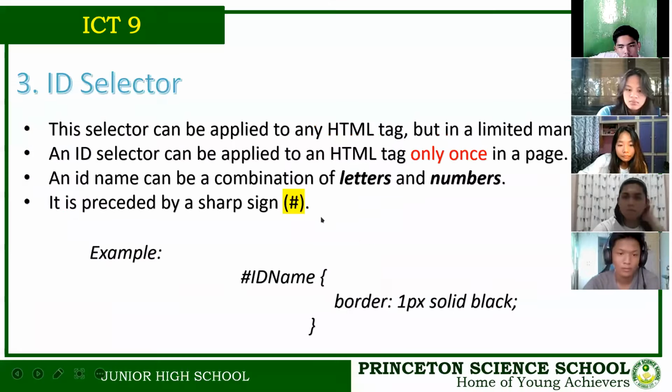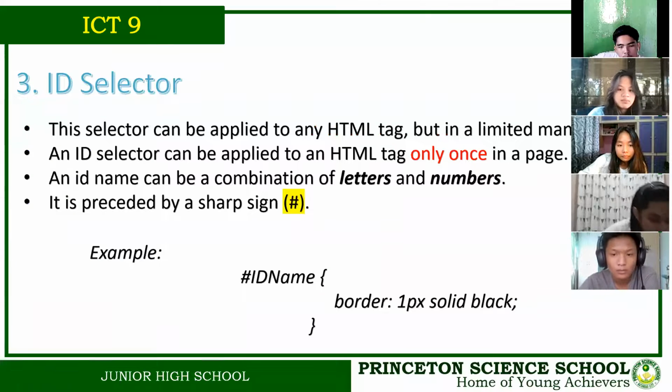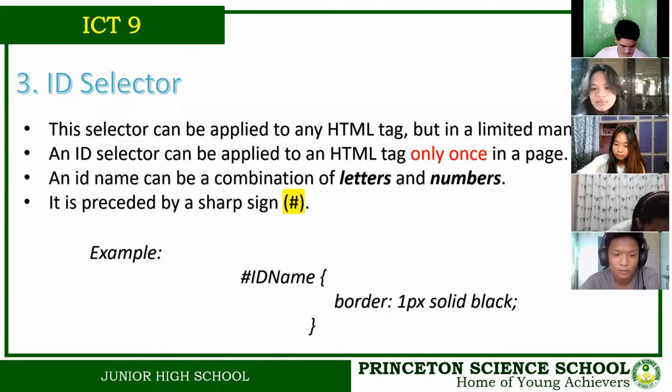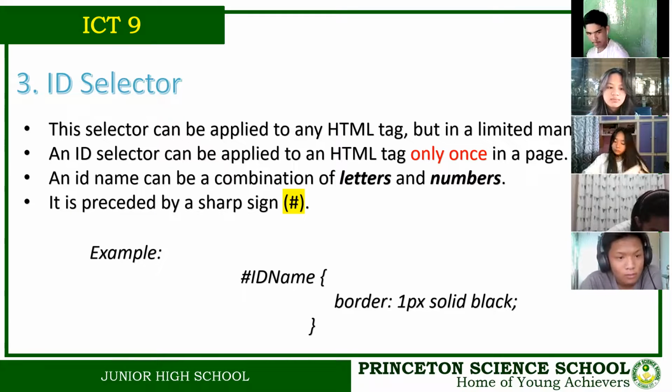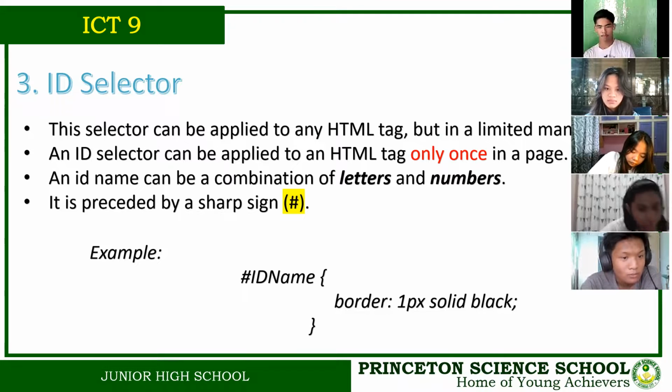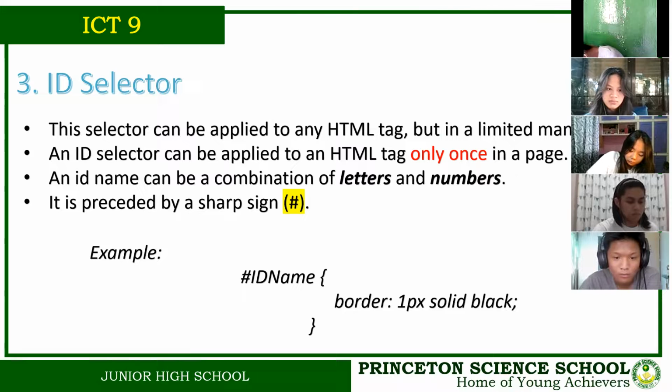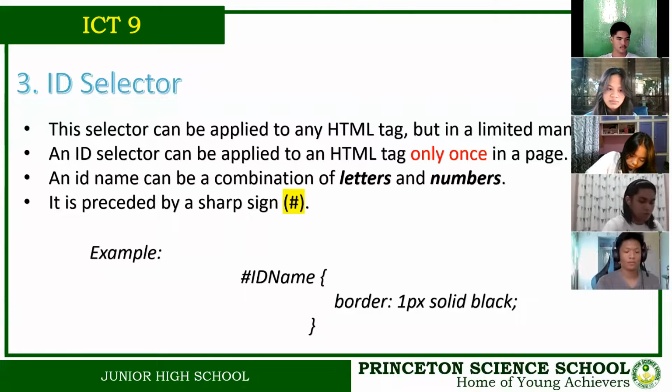Okay, on to the last part. The last one is the ID selector. So what does it say here in the ID selector? This selector can be applied to any HTML tag, but in a limited manner. An ID selector can be applied on an HTML tag only once in a page. And an ID name can be a combination of letters and numbers. It is preceded by a sharp sign.